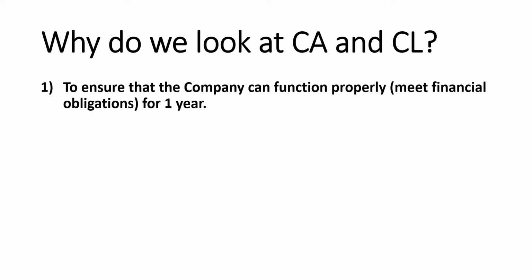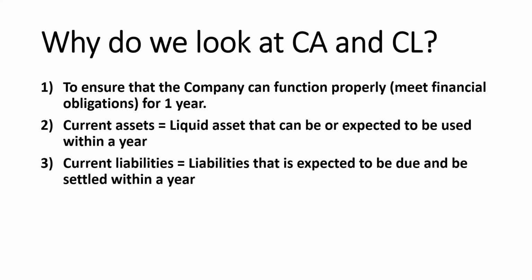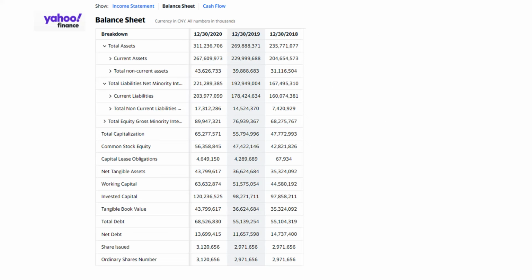In the financial statement, current assets refer to liquid assets that can be or are expected to be used within a year. And current liabilities are liabilities that are expected to be due and settled within a year. To do this, we will be looking at the balance sheet readily available on Yahoo Finance. As long as the current assets are more than the current liabilities, it should be fine, as these current assets are assumed to be easily converted to cash.